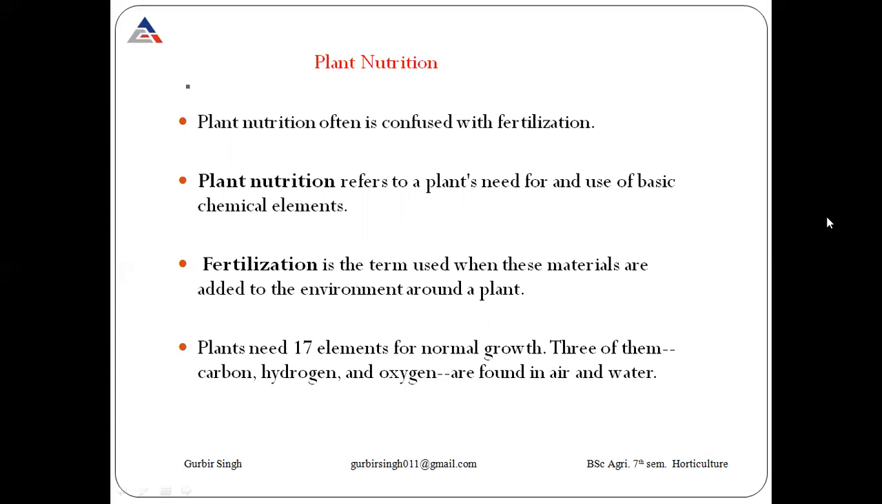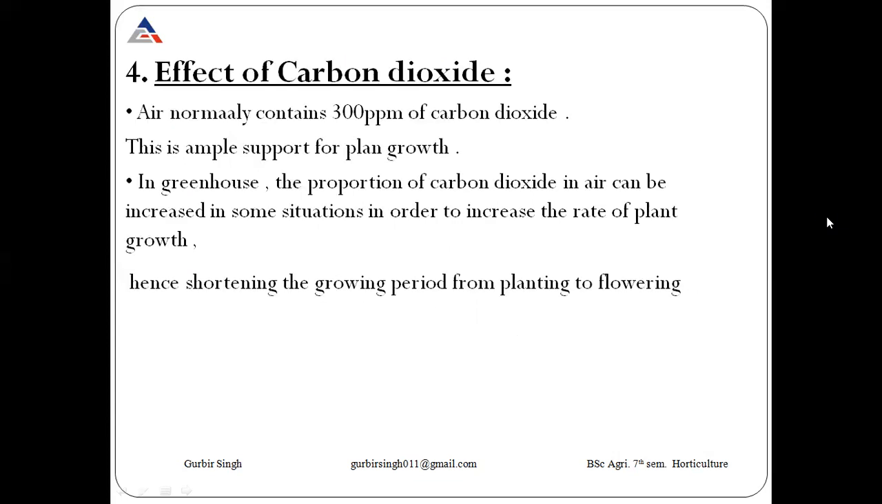Plants need 17 elements for normal growth. Three of them are carbon, hydrogen, and oxygen, which are found in air and water. Now, 18 essential elements are required for the plant. Nickel is recently added. Next is the factor carbon dioxide.